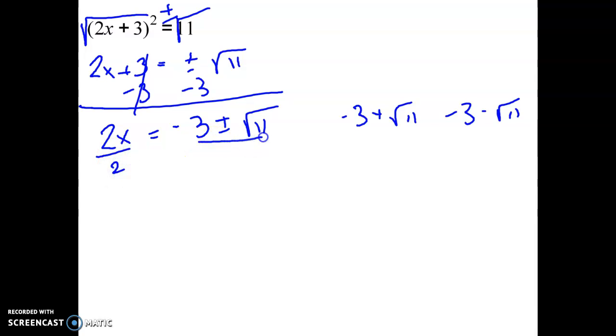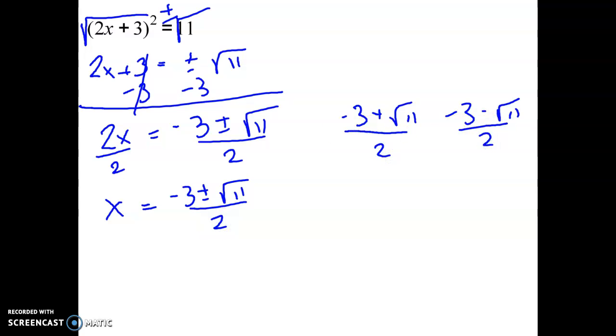I divide by 2 on both sides. What I have over here on the right-hand side, this doesn't simplify. 2 doesn't go into 3 or 1. I can't simplify that 11. I can't do a factor tree. So my final answer: negative 3 plus or minus the square root of 11, over 2. So if I put an over 2 here, you can see my two solutions.